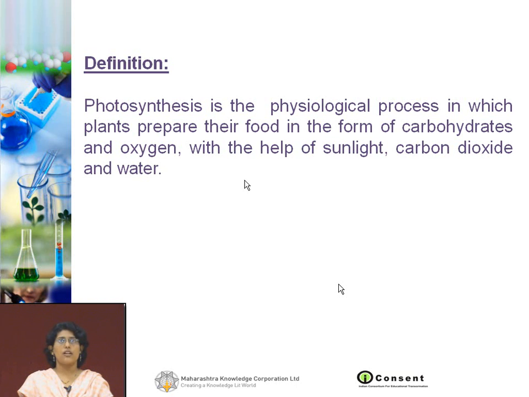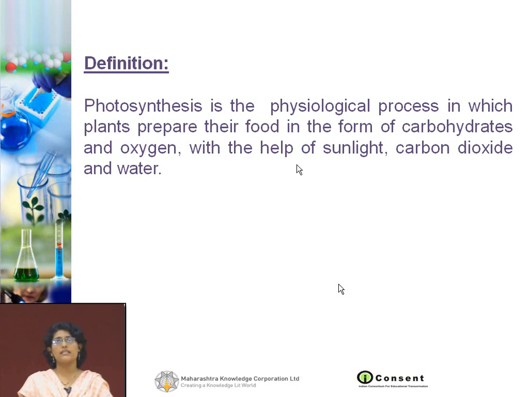So the raw material for the photosynthesis is the sunlight, carbon dioxide and water. With the help of these raw materials, the products, that is carbohydrates and oxygen, are produced in the process of photosynthesis. So what does the definition say? The photosynthesis is the physiological process in which plants prepare their food in the form of carbohydrates and oxygen with the help of sunlight, carbon dioxide and water.